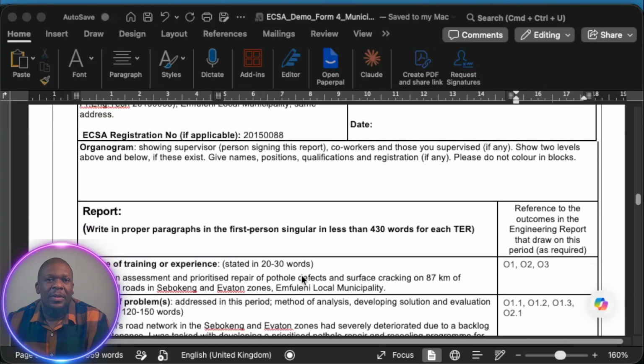Now, let's look at the nature of training and experience. The nature of training and experience. Here we said the applicant is looking or is under operation and maintenance.